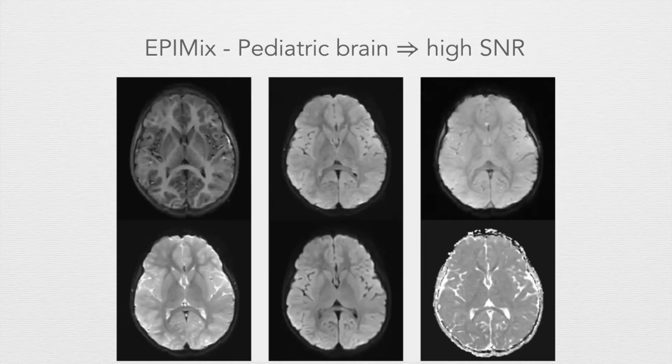For pediatric patients, as many of you may know, or should know, pediatric patients have more water in their head. So we usually get very high signal-to-noise, which is good since EPIMix is a fast technique and it's borderline SNR level. And for kids, these fast techniques will go well with this high SNR you get from their brains.